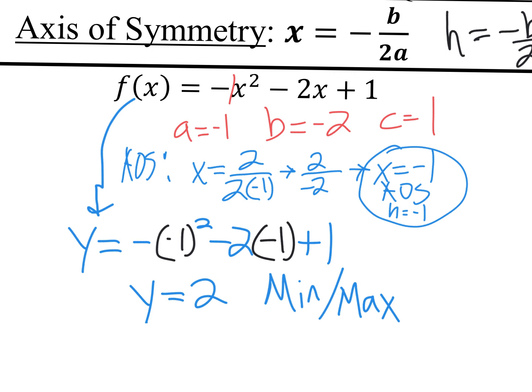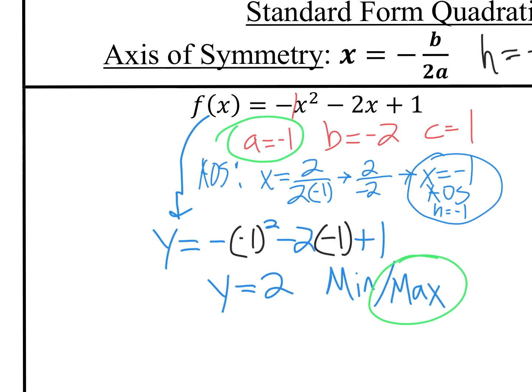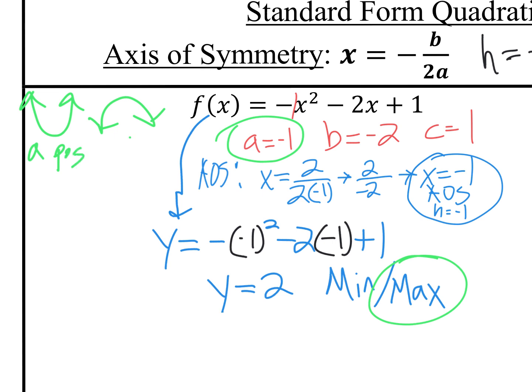And the reason why I can tell it's a maximum is because of that a value, okay? That a value determines whether the graph opens up or down. Because no matter what, you're going to have a parabola when you have an x squared term. So it's either going to look something like this, one of these two options, okay? So when a is positive, it'll open up. When a is negative, it'll open down, okay? That leading coefficient determines the behavior of the graph.